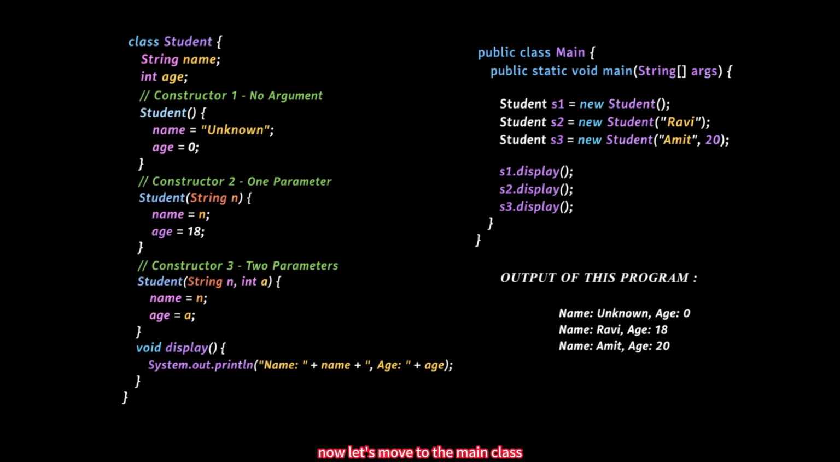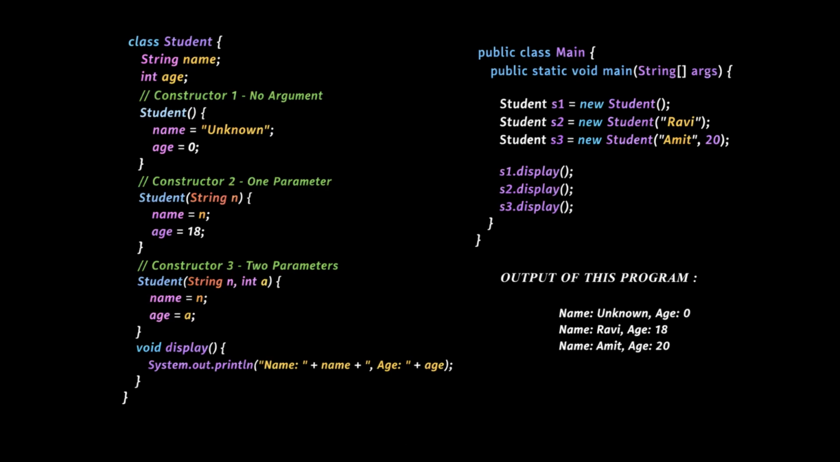Now let's move to the main class. Inside the main method, Student s1 is equal to new Student(). Here we are creating the object s1. Whenever an object is created, the constructor is automatically called. Java checks the Student class and looks for a constructor that takes no parameters. It finds Student(), so it calls the first constructor. Because of that, name is set to unknown. Age is set to 0.